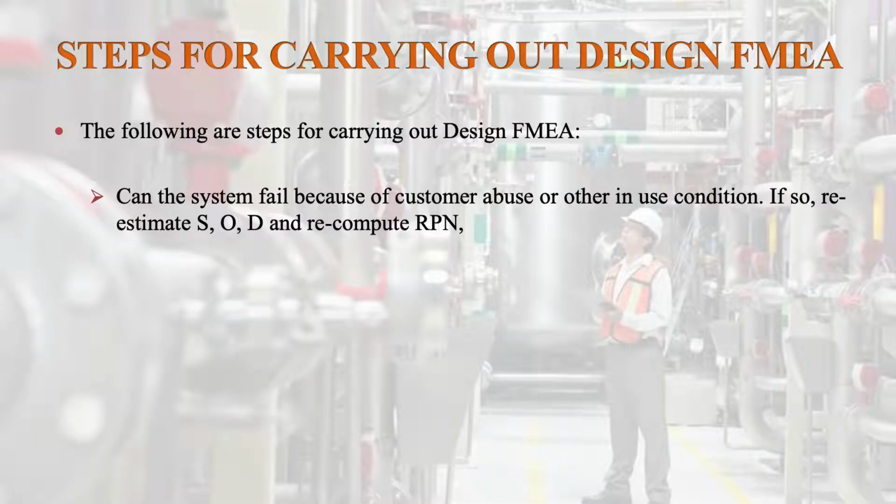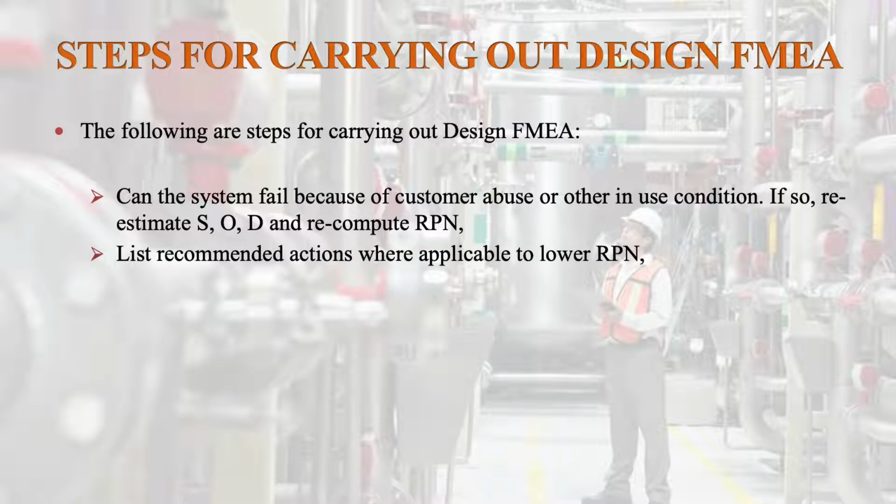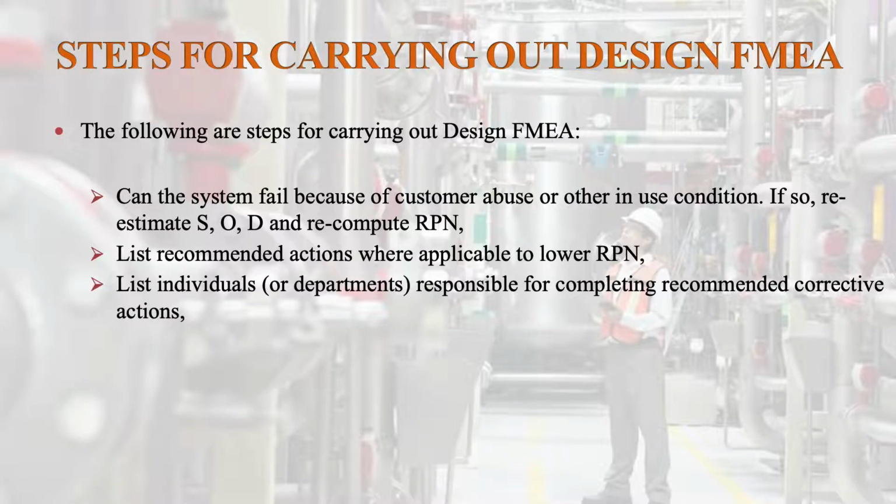Can the system fail because of customer abuse or other in-use condition? If so, re-estimate severity, occurrence, detection and recompute RPN. List recommended actions where applicable to lower RPN. List individuals or departments responsible for completing recommended corrective actions.